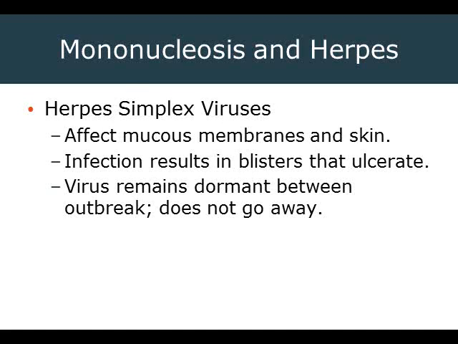Herpes simplex. Herpes simplex affects the mucous membranes in the skin. They usually say this is the herpes that affects you from the belt up. It results in these blisters that will eventually ulcerate. They might also cause a little crust on the outside there. That virus remains dormant and does not go away.